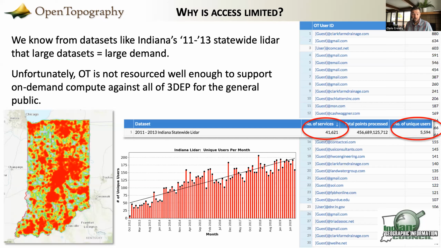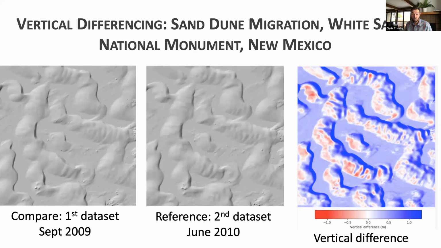Now I'm going to move on to another topic and show you an example of another thing we've done with these data. As I said earlier, one of the things we've been really interested in recently is building tools for calculating change. Here's a very simple example that we use all the time. This is White Sands National Monument in New Mexico.